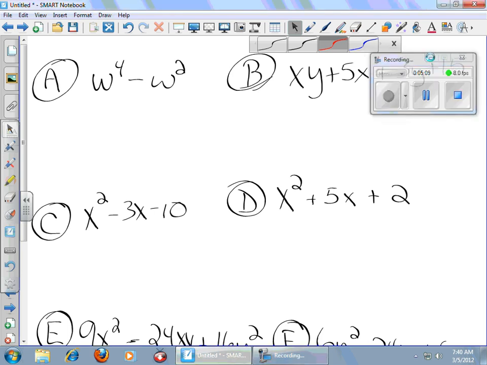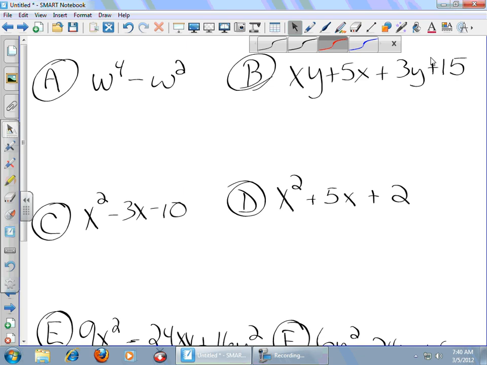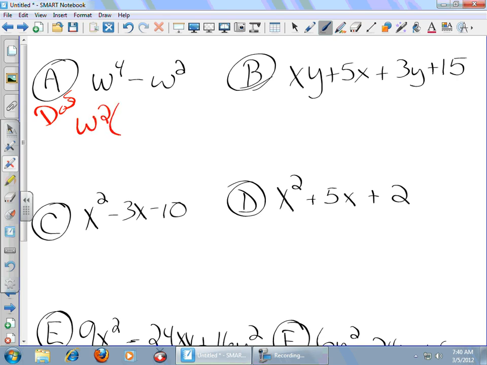Okay, if you've unpaused the video at this point, I assume you're ready to see. I noticed right off the bat this first one is the difference of squares. Problem A is the difference of perfect squares, DOS, like the one video called it. My GCF is a W squared. I'm going to pull out a W squared, and I'll be left with a W squared minus 1. All right, but look inside.